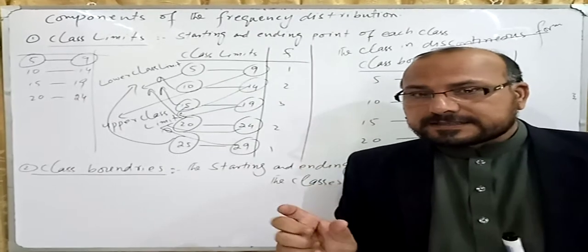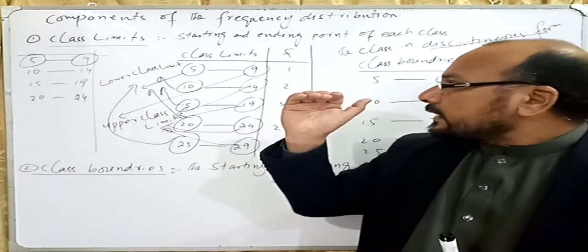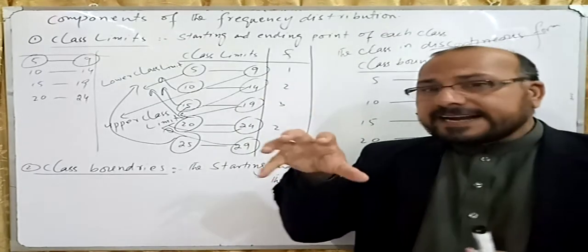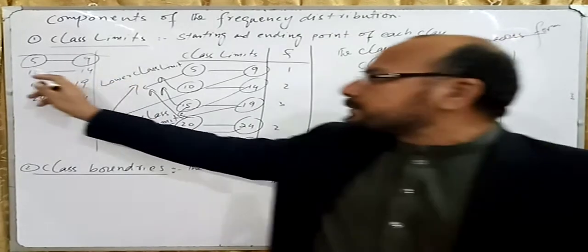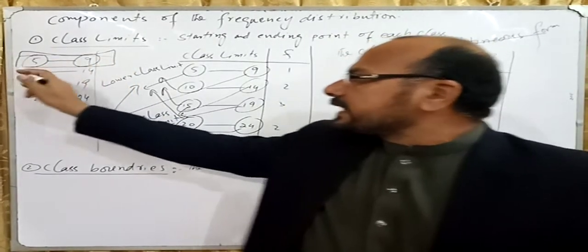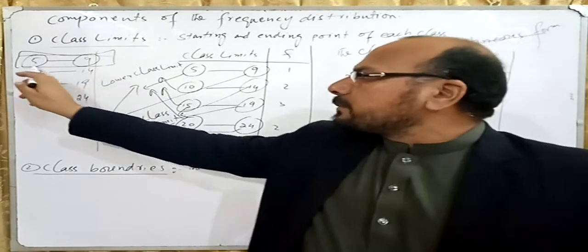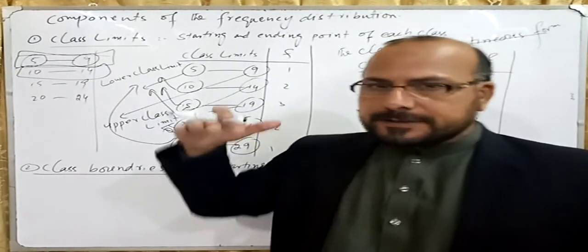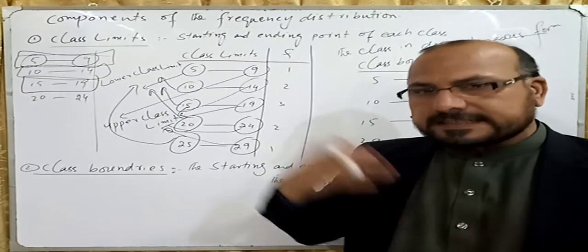Lower class limit is the starting point of the class, the starting point of the group. Upper class limit is the ending point of the group. Then we have another. So we have separate groups, separate classes. If you see, 5 to 9 is a separate class, juda juda. From 10 to 14 is another separate class. From 15 to 19 is another separate class.